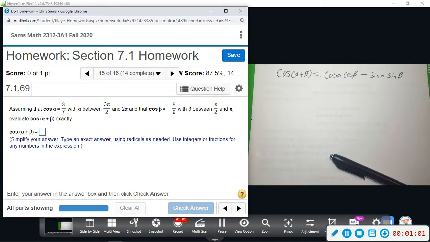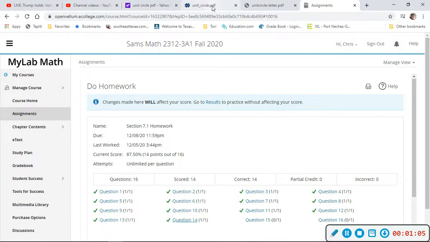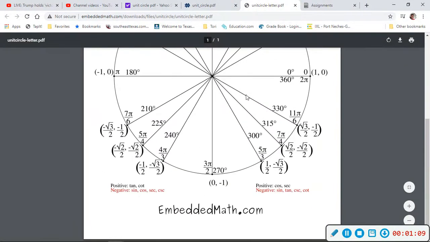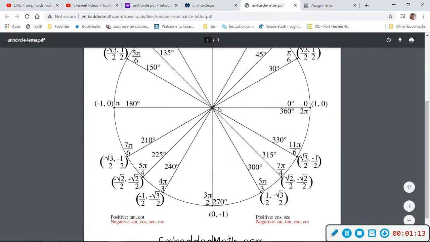So let me show you what that is on the unit circle. 3 pi over 2 and 2 pi. This is the one I like to use. So 3 pi over 2 is right here, and 2 pi is on this side. So we're in quadrant 4. So when we do the Pythagorean theorem, we need to know that sine is negative in this quadrant. So when I use those values, sine will be negative, whatever I get for sine.